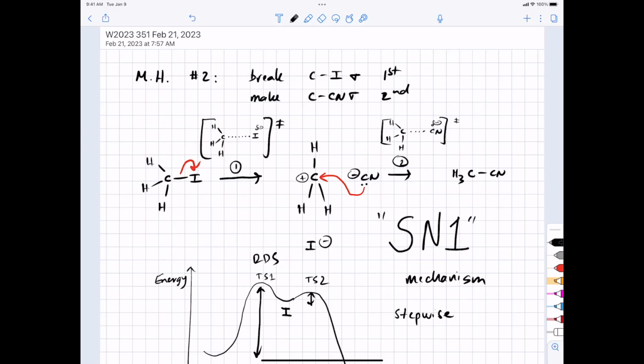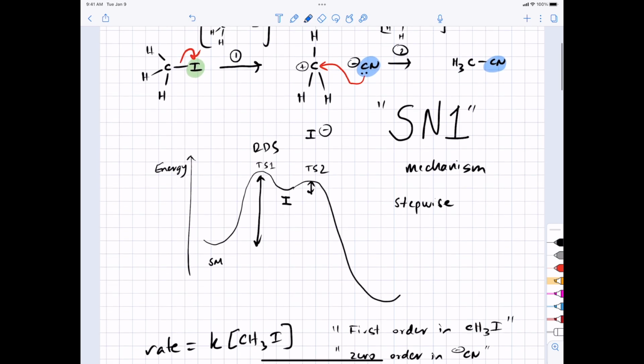We're in the middle of a discussion about substitution reactions, and we've described two basic mechanisms. One is stepwise, which we're calling SN1, and in this mechanism we lose the carbon-iodide, or carbon-leaving group, bond first, and then we make the bond with the nucleophile. So here iodide is the leaving group, and CN minus is our nucleophile. And we end up swapping out the leaving group for the nucleophile.